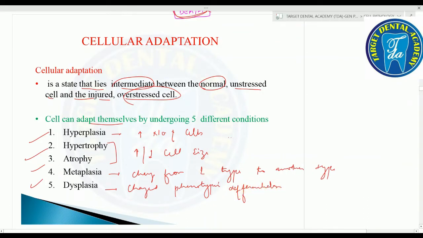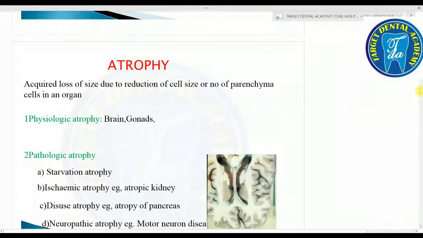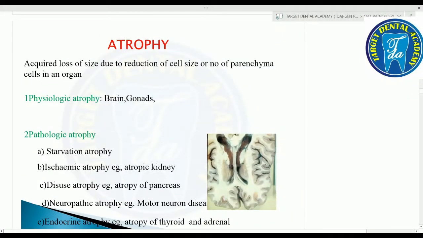Okay. So let's discuss them one by one, starting with atrophy. Atrophy is an acquired loss of size due to the reduction of cell size or number of parenchyma cells in an organ. So in this, there is a decrease in cell size. Atrophy can occur in 2 ways. It may be physiological atrophy or it may be pathological atrophy.